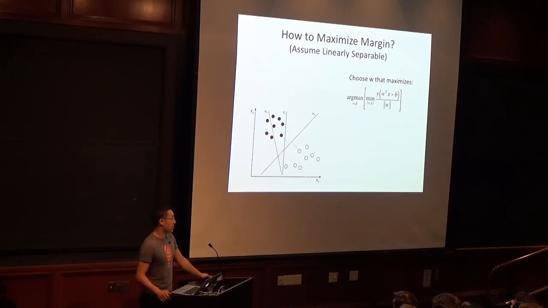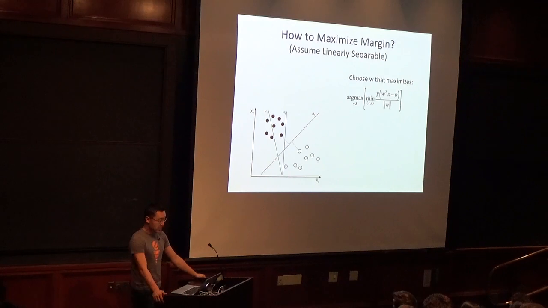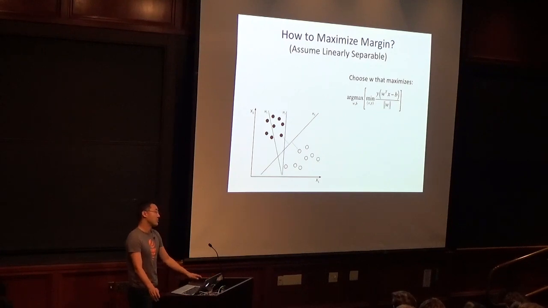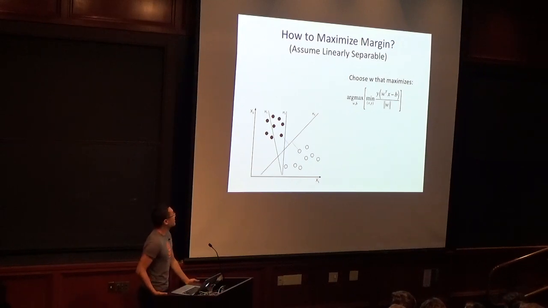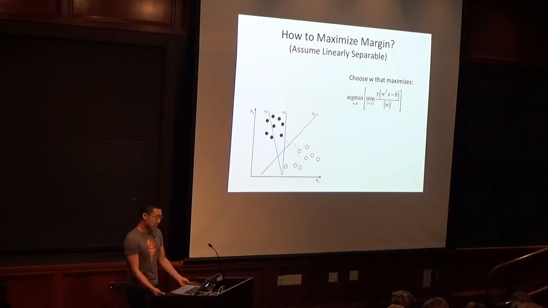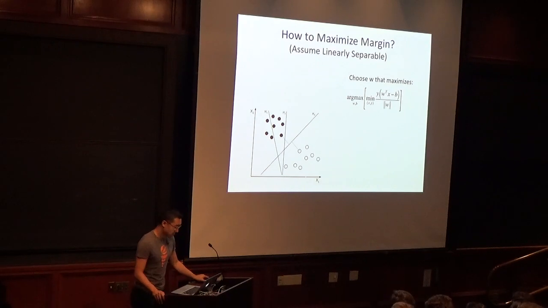So this is going to be the question that we're going to look at for a little while. How do we maximize the margin? To begin with, we're going to assume that the data is linearly separable. I'll show you how to extend support vector machines, or what will become support vector machines, to the case where the data is not linearly separable after we look at the separable case.